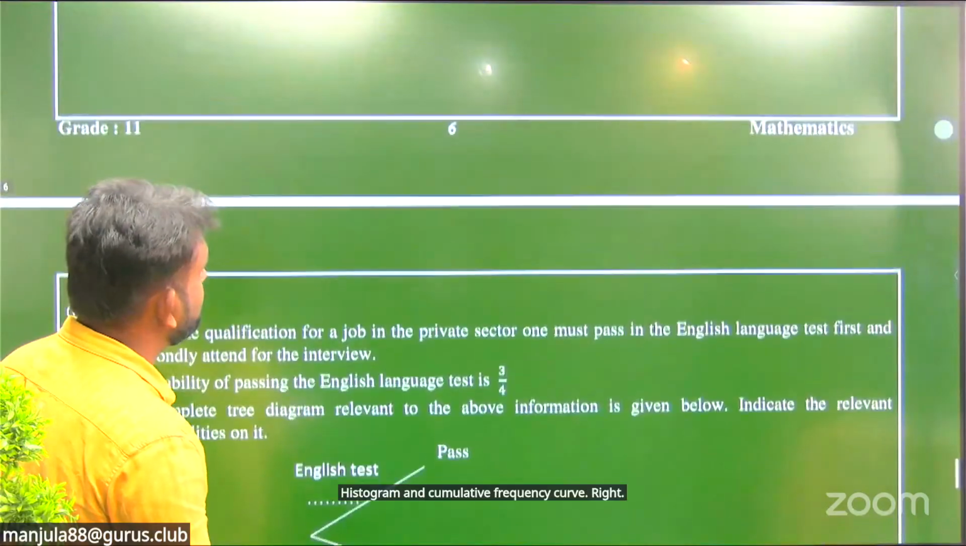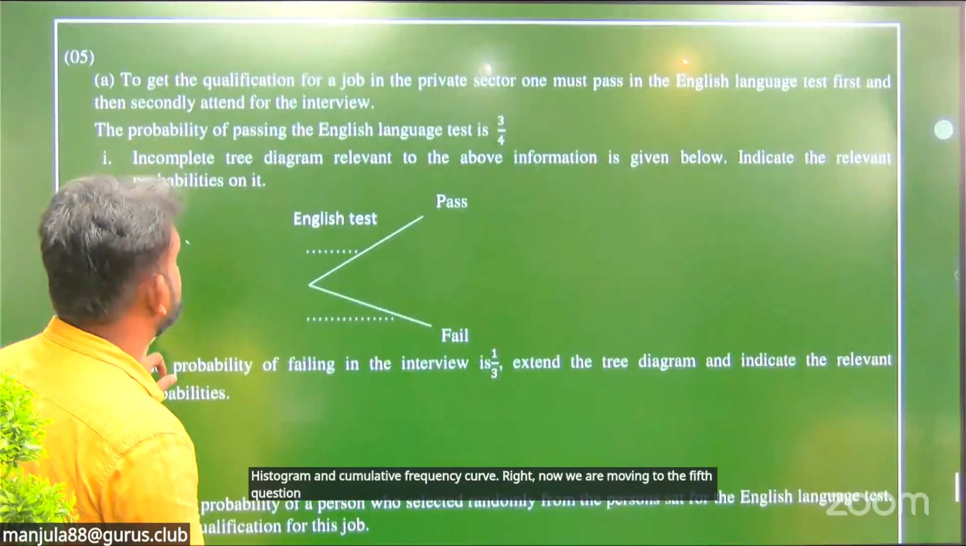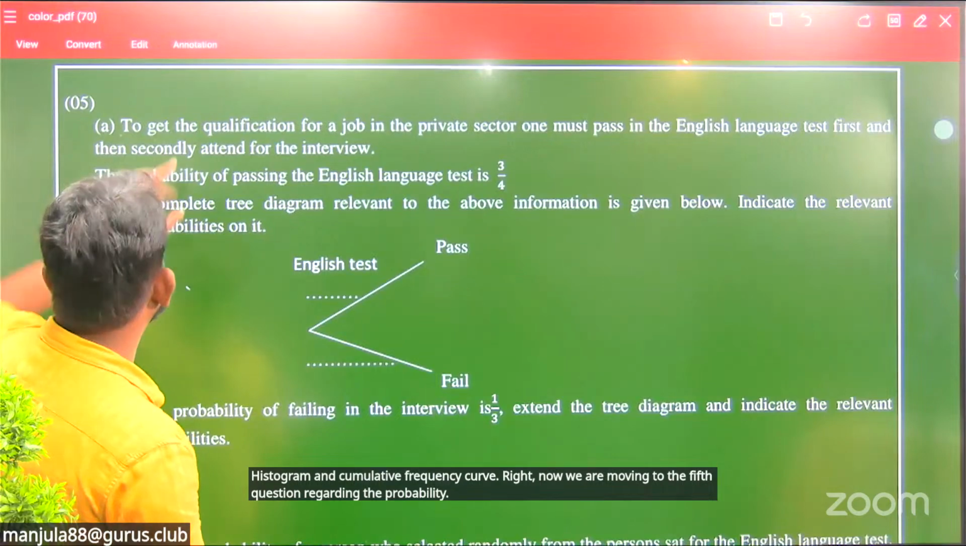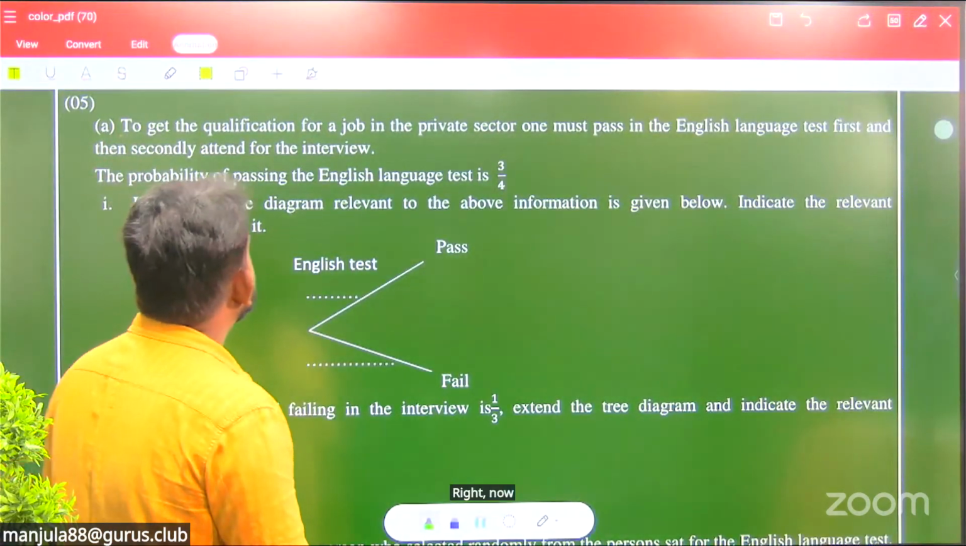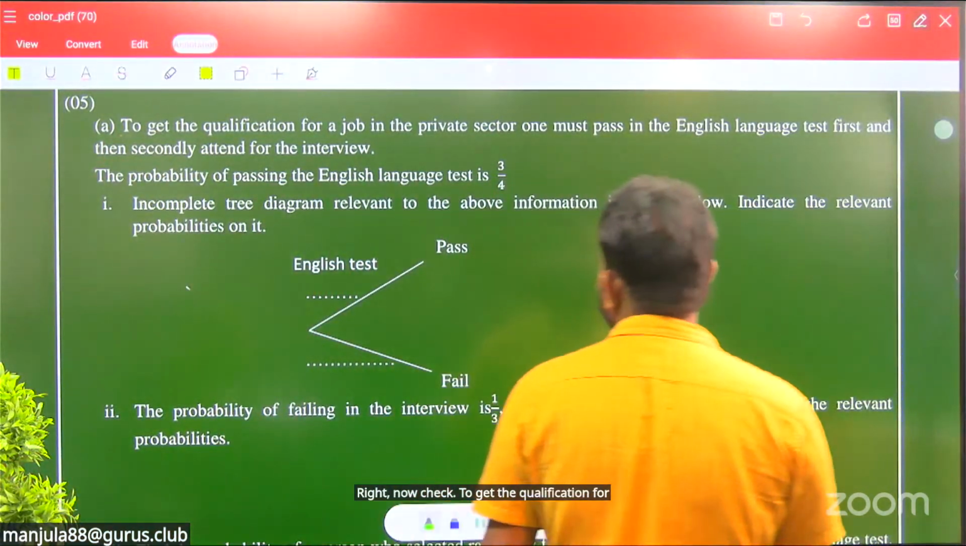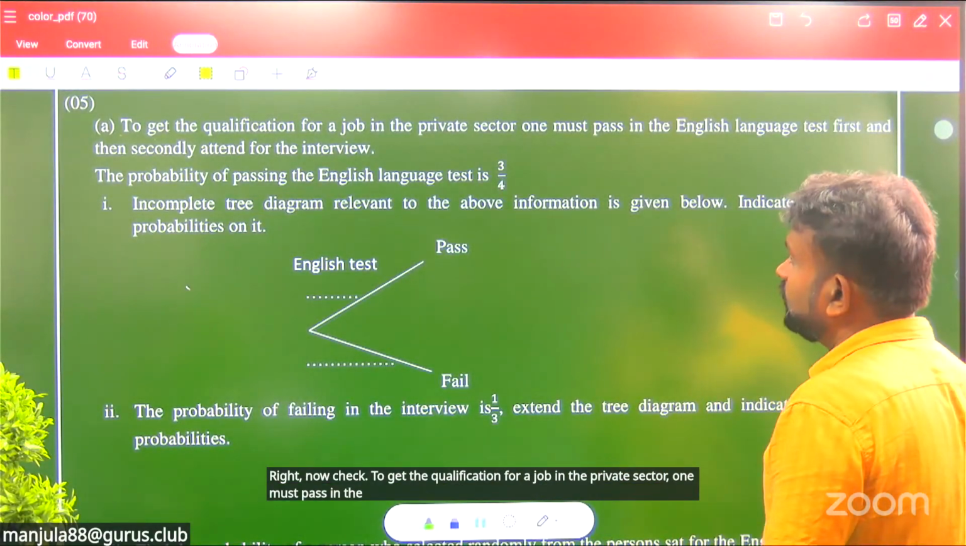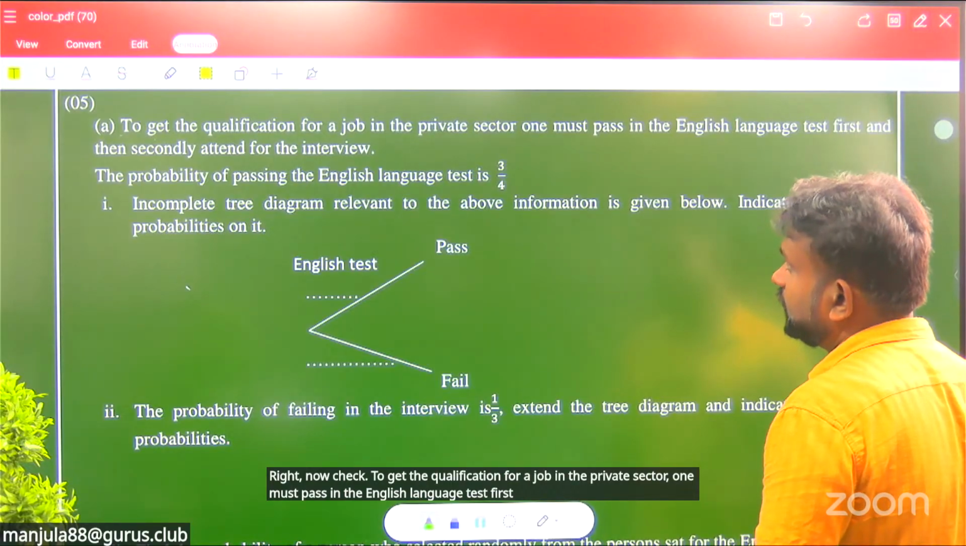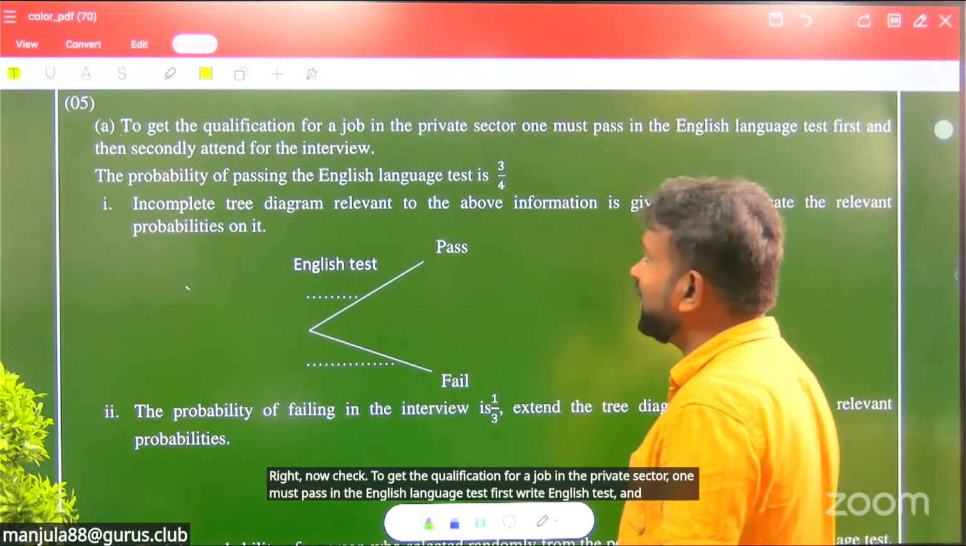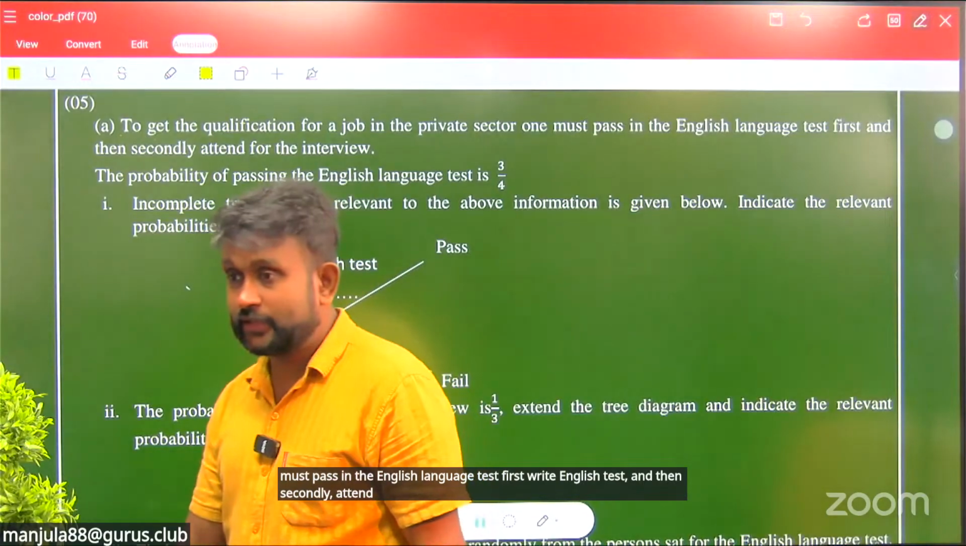Now we are moving to the fifth question regarding probability. Now check. To get the qualification for a job in the private sector, one must pass the English language test first, right, the English test, and then secondly attend the interview.